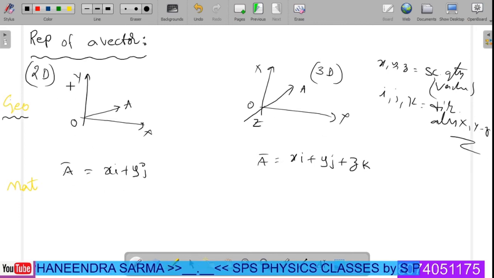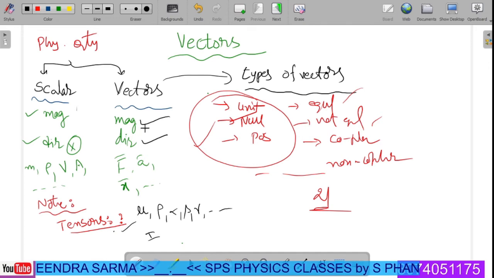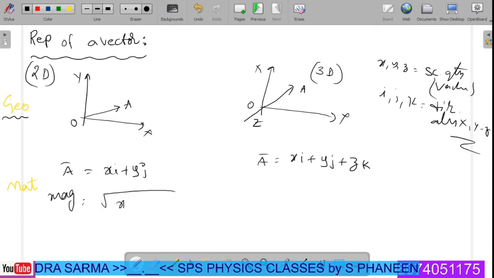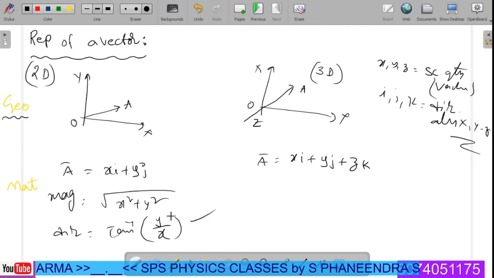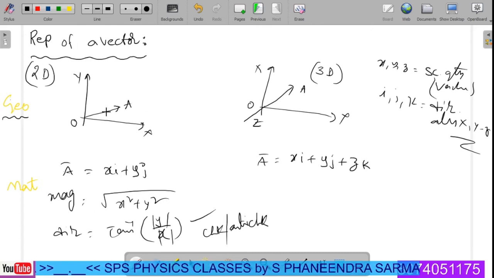As we have seen, vector quantities contain both magnitude and direction. So let us find out these two things. The magnitude of the vector is given by the square root of x square plus y square, and the direction is given by tan inverse of y coordinate by x coordinate. We have to take the modulus here, with respect to the x-axis, either clockwise or anti-clockwise. We have to represent the direction of the vector this way.